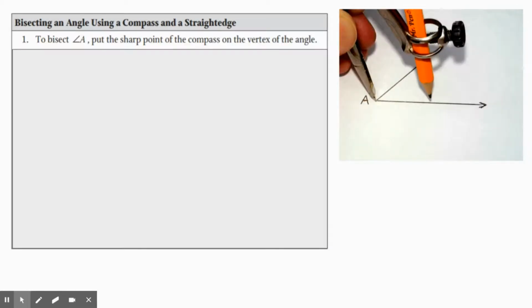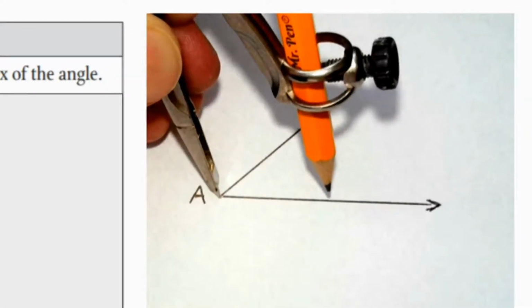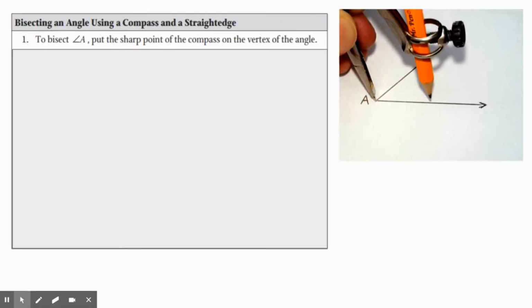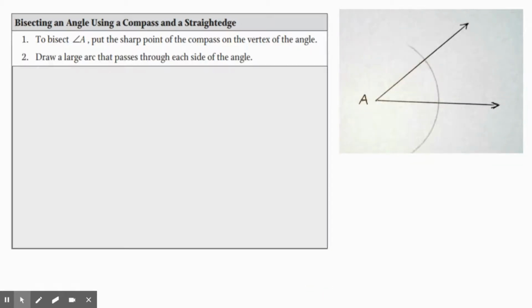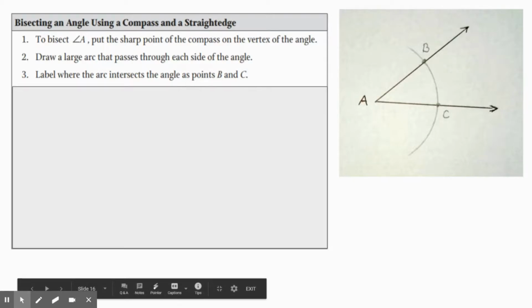What we're going to do is take our compass, put the sharp point of the compass on A, and draw an arc. Be careful not to make the arc too big or too small. You'll see later whether or not the size of your arc is good or not, but make sure that the arc intersects the angle, and then you're going to label both those points where the arc intersects the angle B and C.